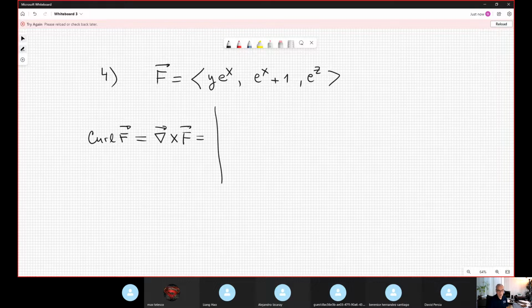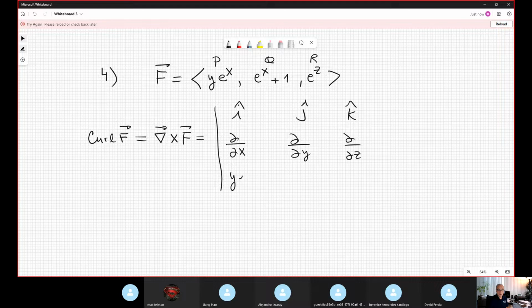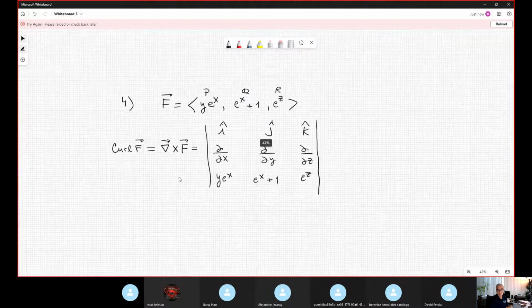And remember nabla. This is i, j, k, the classical orthonormal unit vectors, and nabla is the partial derivative with respect to x, totally symbolic, partial derivative with respect to y, partial derivative with respect to z. And you copy here P, Q, R. P is this, Q is this, R is that. Basically y e to the x, e to the x plus 1, and e to the z. Boom. And now we compute the determinant.